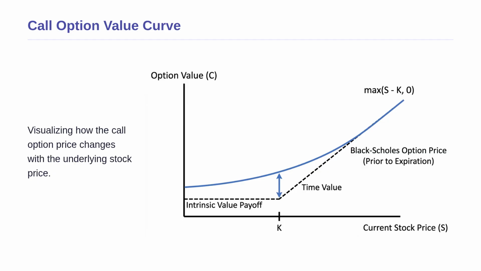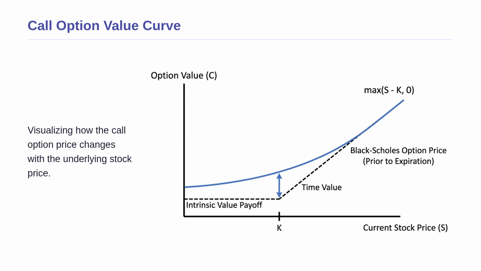To truly grasp how this works, let us visualize the formula on a graph. On the horizontal axis, we have the current stock price, and on the vertical axis, the option value. The dashed line represents the intrinsic value at expiration. It is 0 if the stock is below the strike price K and rises steadily if it is above. The solid blue curve is the Black-Scholes price today, prior to expiration.